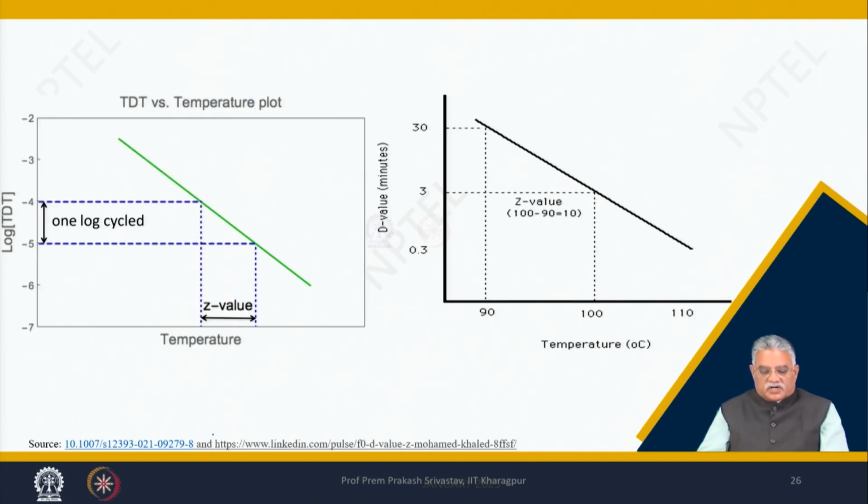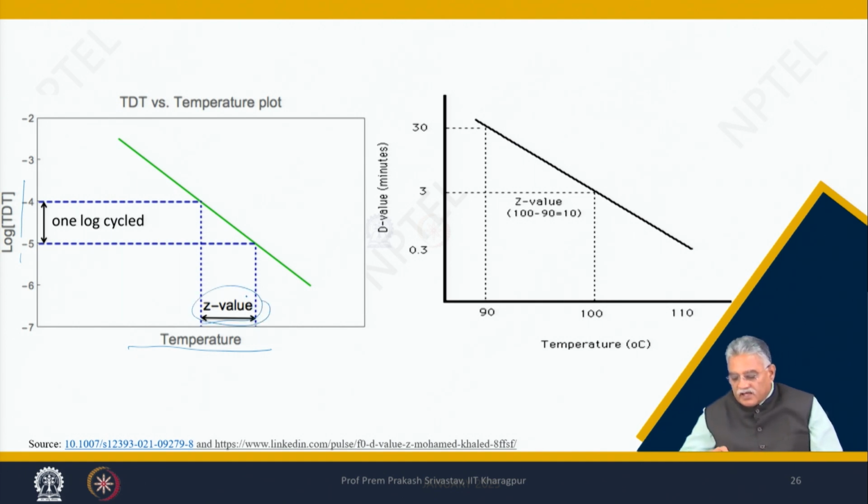This is the pictorial representation of Z value. Here, if the log thermal death time is plotted against the temperature, then this 1 log cycle reduction is called the Z value. This is the same representation, where the D value, that is the thermal death time, is plotted versus the temperature, and this is the Z value for 1 log cycle reduction.